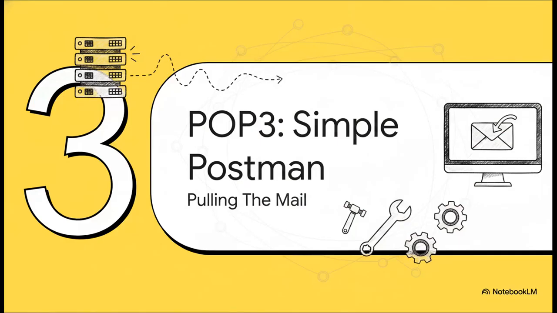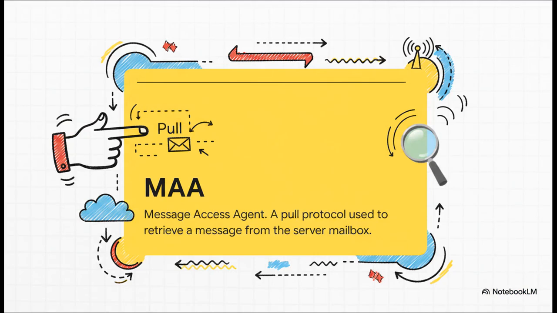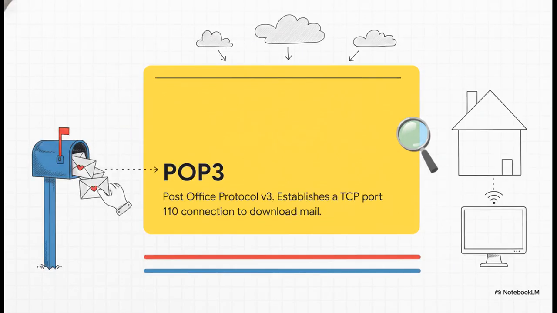All right, the email has arrived, but how do we actually get it onto our screens? Enter POP3, the simple postman. Remember how SMTP pushes mail out to the world? Well, you can't use it to fetch your mail. For that, we need a Message Access Agent, or MAA. This is a dedicated pull protocol designed specifically to reach up to the server and pull your data down to your screen. Our first MAA is POP3, Post Office Protocol version 3.